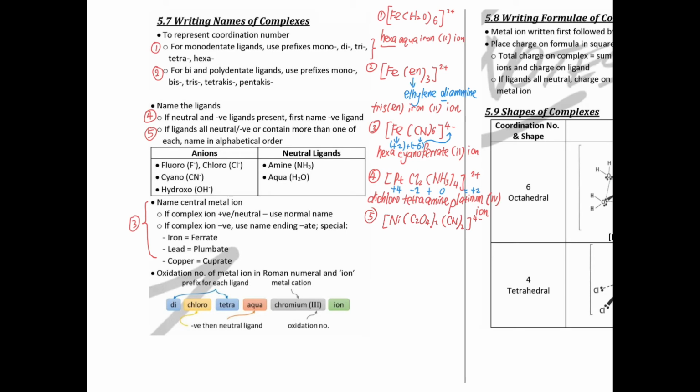So what is this C2O4? This is actually the oxalic ion. Oxalic ion is a bidentate ion, and it is negatively charged. The CN is also negatively charged, so two of these are negatively charged. So when you want to name it, you have to follow alphabetical order.